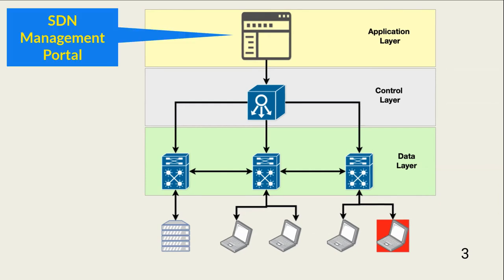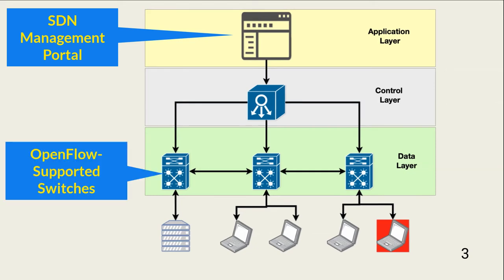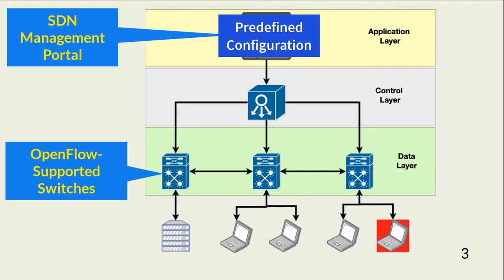The application layer is the portal through which an engineer manages switch configurations. These switches support OpenFlow, an SDN standard protocol. The engineer has a predefined configuration he uses to reconfigure the switches to block traffic from the affected network segment. Changes made in the portal are communicated to the controller. The controller makes the needed changes to the relevant switches. This is done very quickly. This provides an immediate safeguard against an attack in progress.